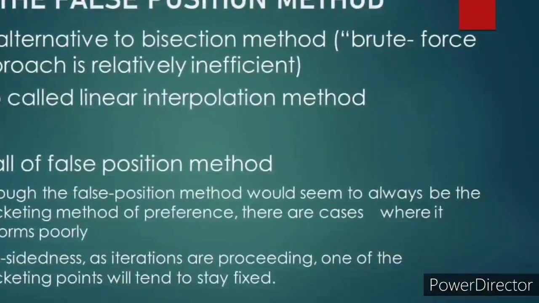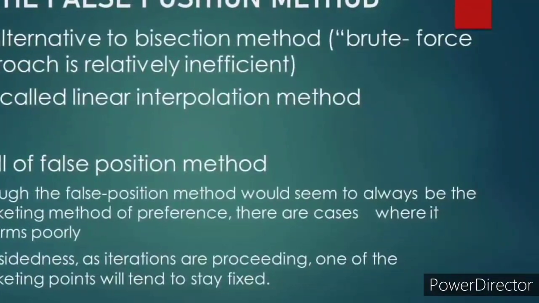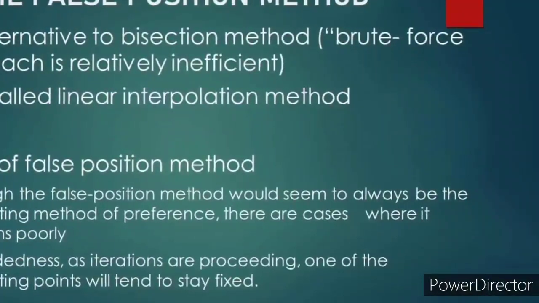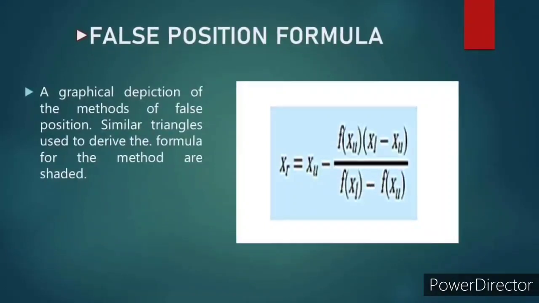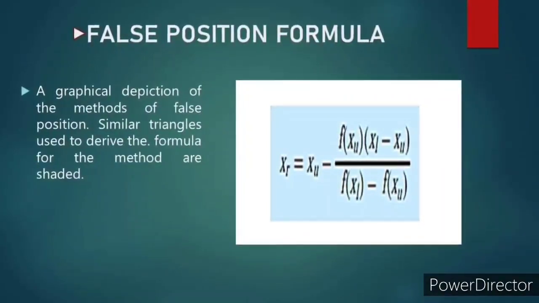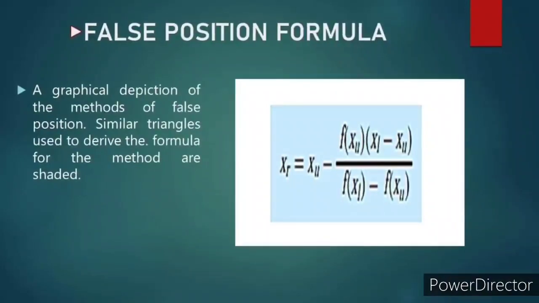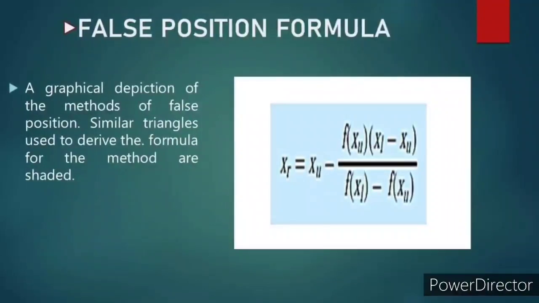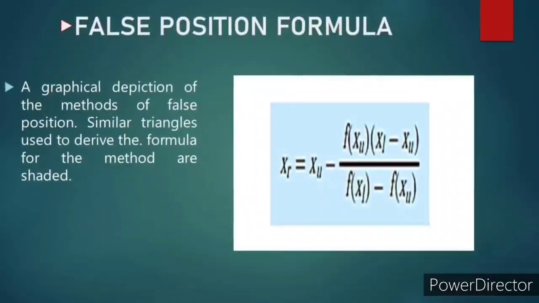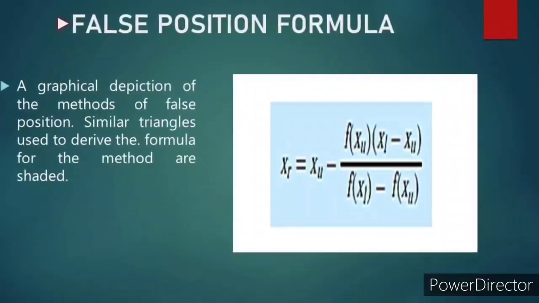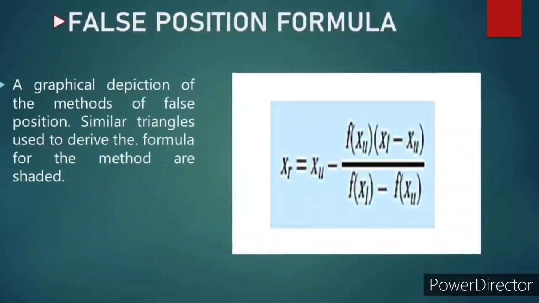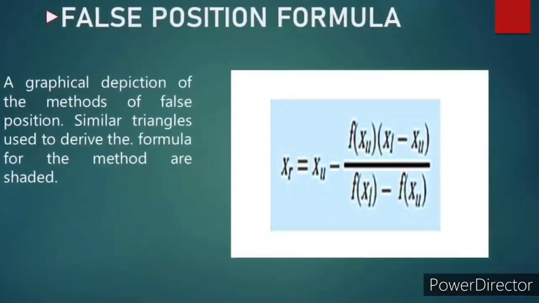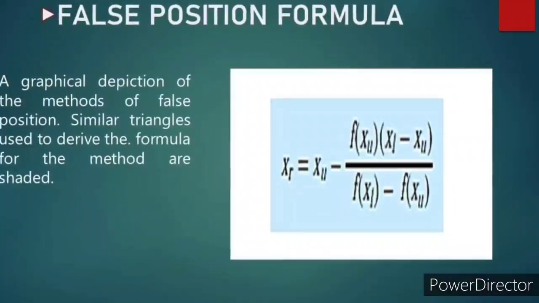One-sidedness: as iterations proceed, one of the bracketing points will tend to stay fixed. And we will go to the false position formula. A graphical depiction of the method of false position, with similar triangles used to derive the formula, is shaded. The formula is x sub r equals x sub u minus f(x sub u)(x sub l minus x sub u) all over f(x sub l) minus f(x sub u).